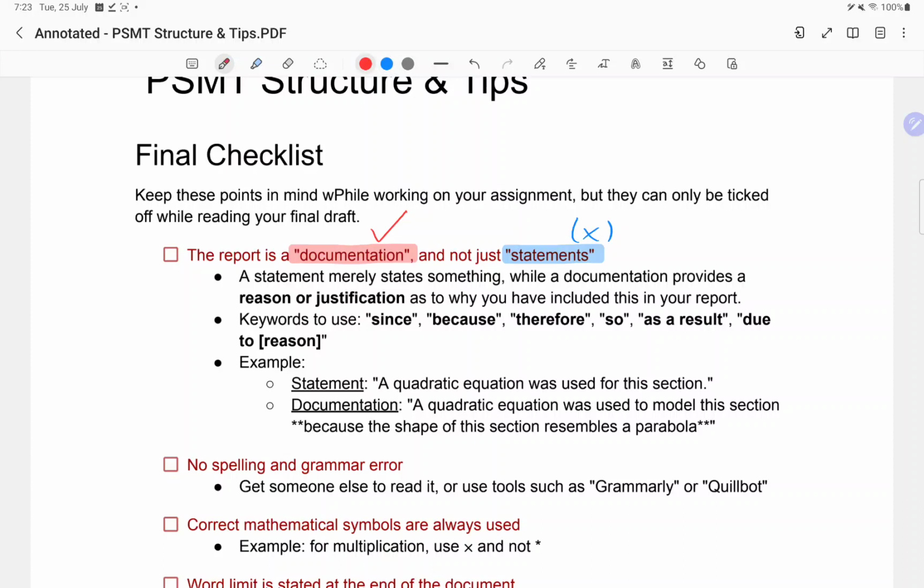A statement is like, it's sunny today, right? And you're like, okay, cool statement. A documentation is a statement plus a reason or justification. So it'll be like today's sunny because the clouds are clear, because the sky is clear. Okay. Right? So that's a basic one, but in math it will be something like this.